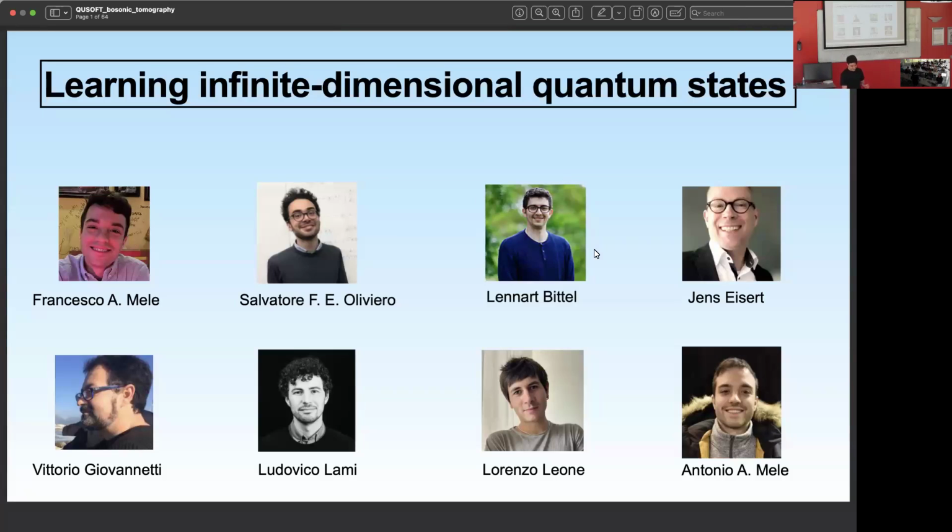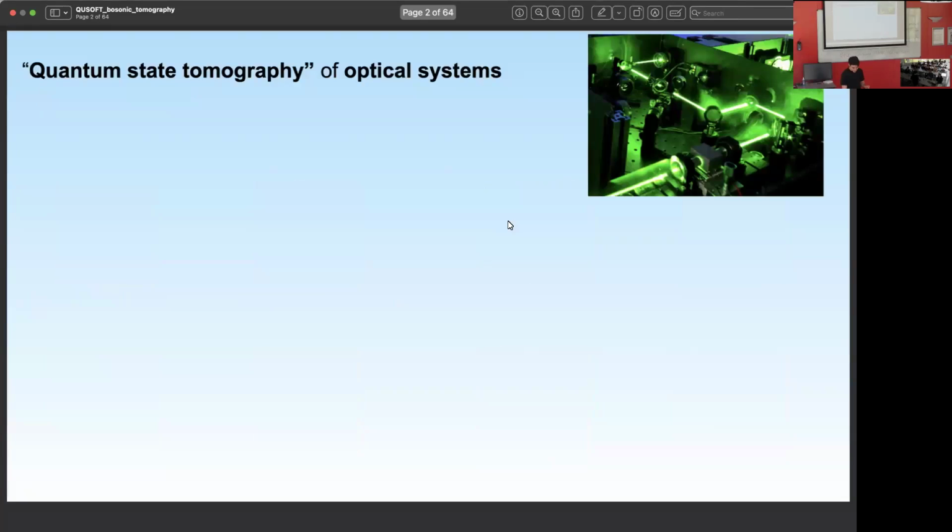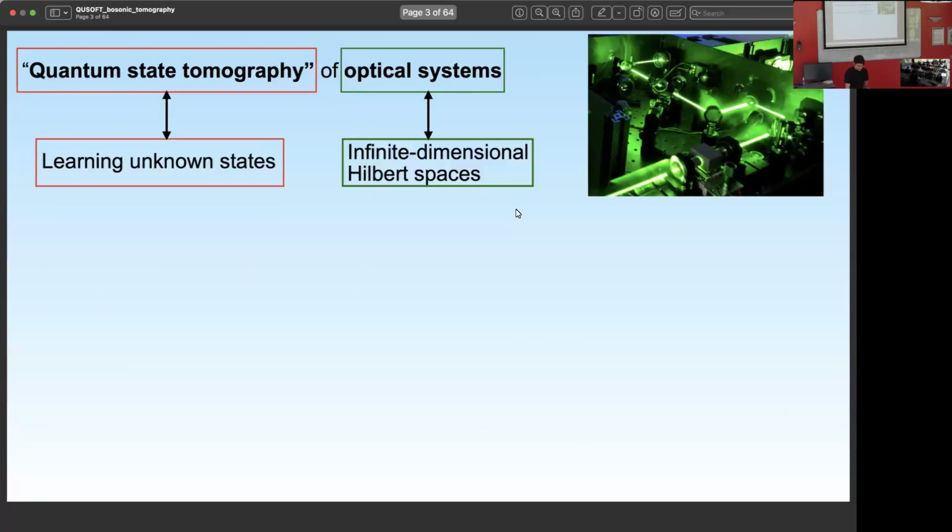And in this talk, I will discuss quantum state tomography of optical systems. So quantum state tomography basically means learning unknown quantum states, while optical systems are quantum systems associated with infinite-dimensional Hilbert spaces.